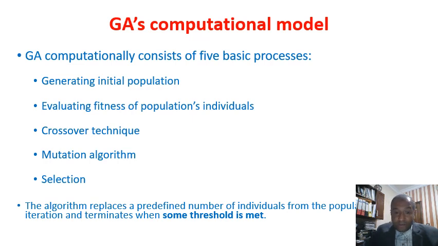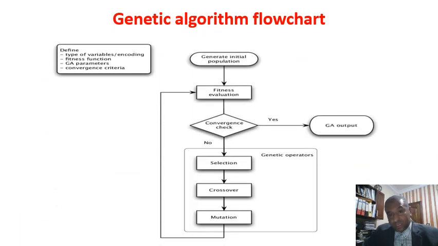This threshold is specified by the decision analyst as a stop criterion for the genetic algorithm run. The flowchart illustrates very well the operation of the algorithm. First, we generate the initial population. We apply fitness evaluation for all individuals. We check if the convergence criteria are met. If not, we go through selection, then crossover, and then mutation. These represent the genetic operators. Selection is done simply by roulette wheel selection or any other criteria to select individuals to proceed to the next generation.